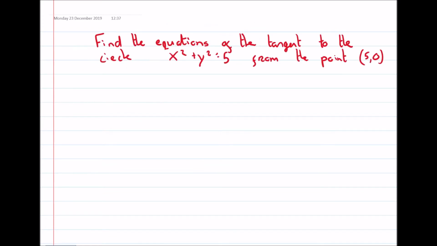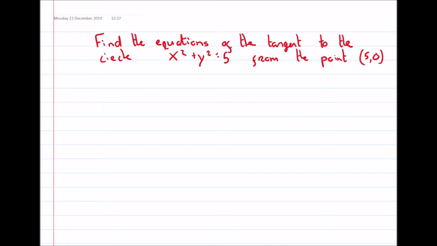So our first question, and this type of question is probably the most difficult in the lot to do with regard to tangents and circles, and unfortunately it's the one that comes up most often in the exam papers. This kind of a tangent with a point given outside the circle. So off we go with it anyway.